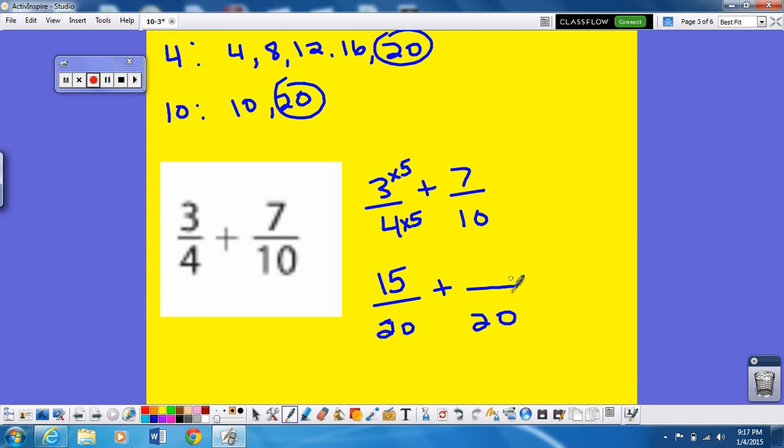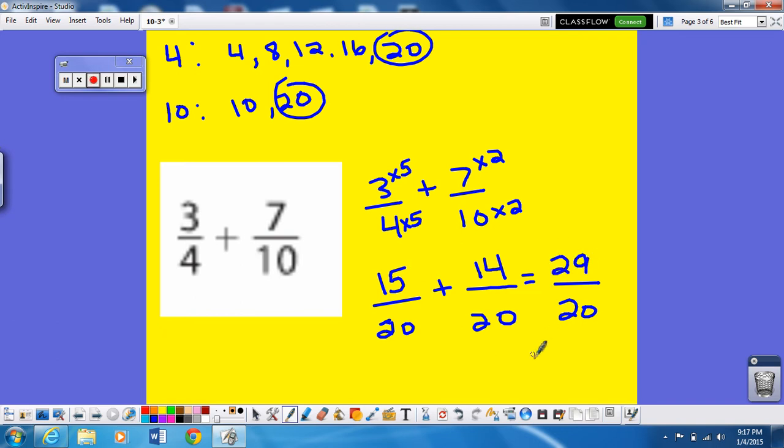How did I get from 10 to 20? That was times 2, which means I have to do it here as well. 7 times 2 is 14. Now, because I have like denominators, I'm just going to bring it over. It's 20ths. 15 plus 14 is 29.